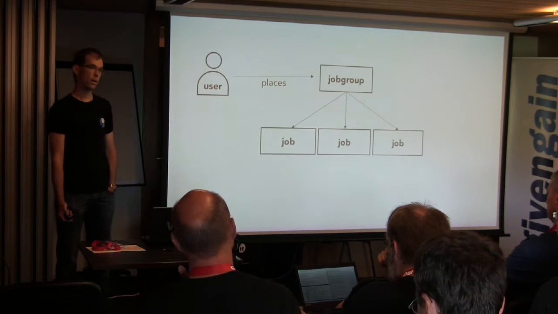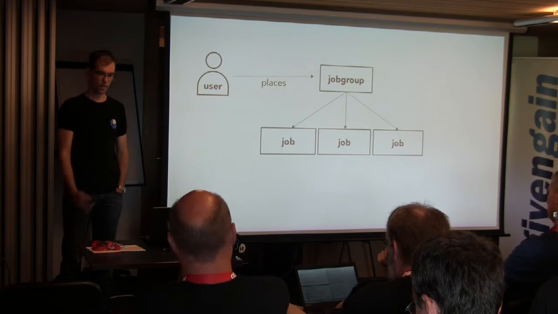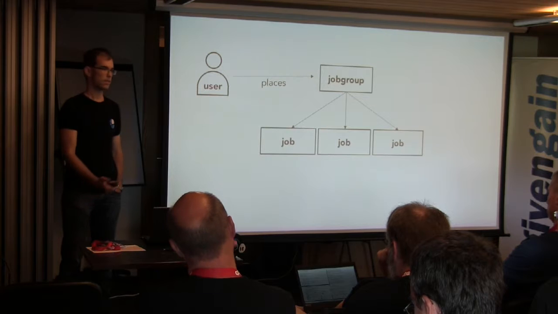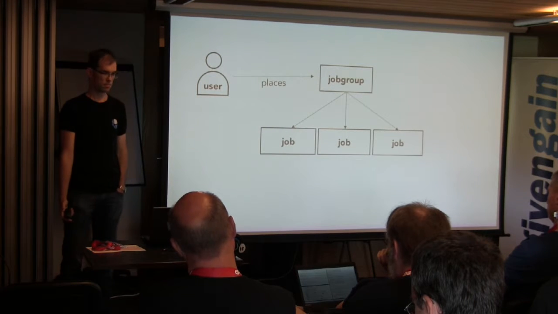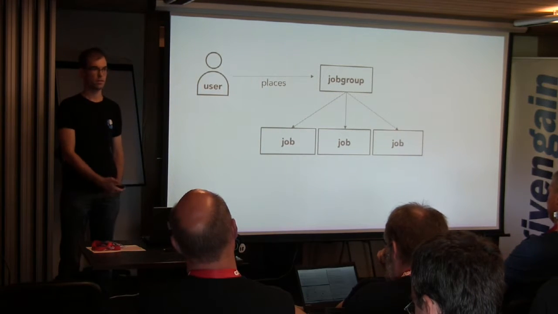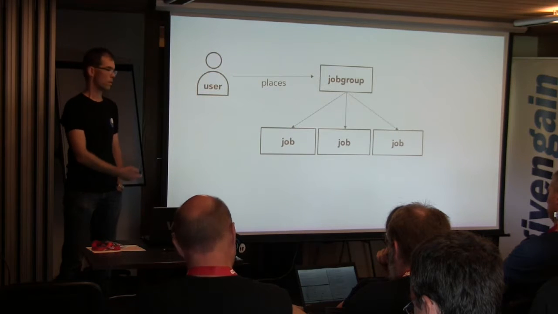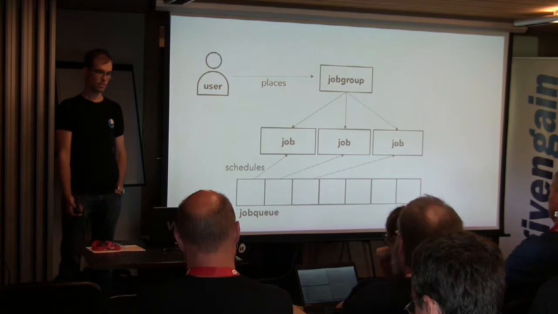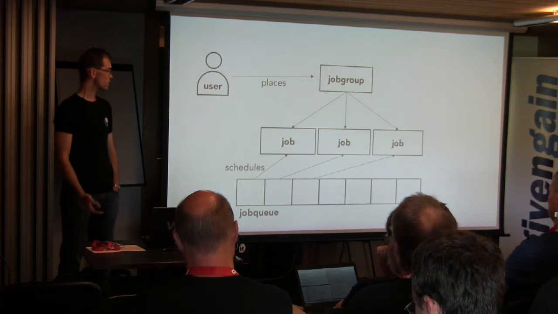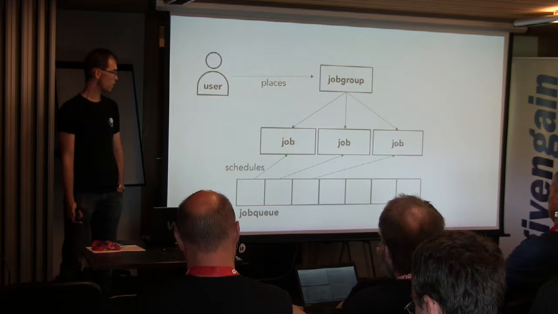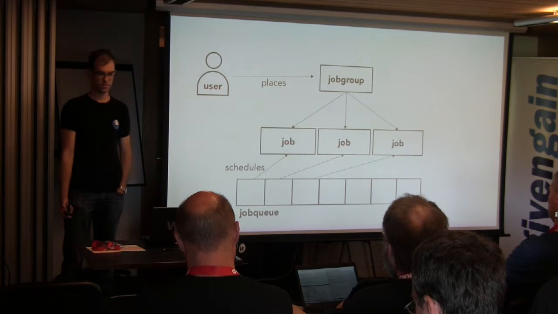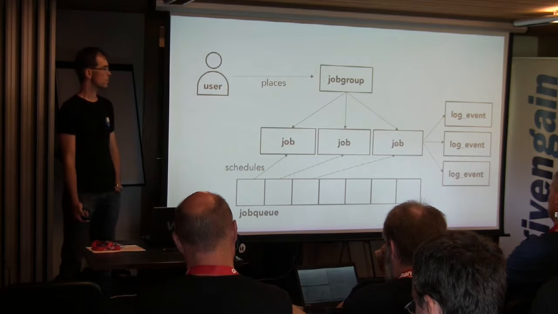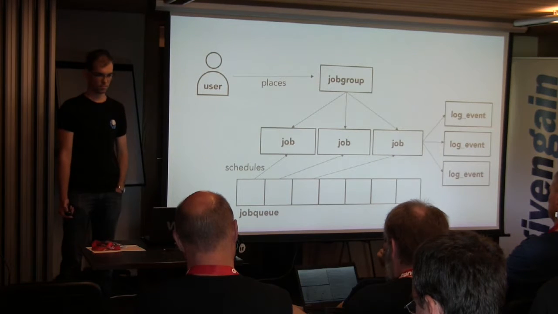Okay, let's look now at the data model. We have a user who places orders in the system, which we call job groups, because each contains a number of jobs, one per host. Next, we need a job queue, which then shows us where and when exactly the jobs should run. And finally, we want to know what happens to the job, so we need some kind of log.